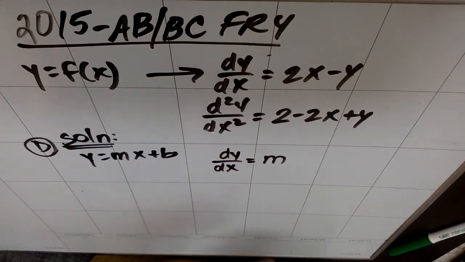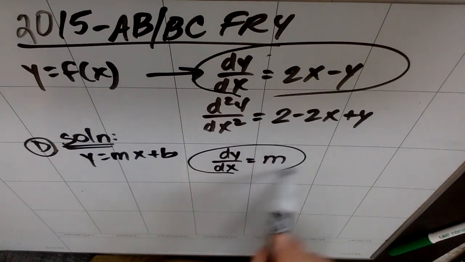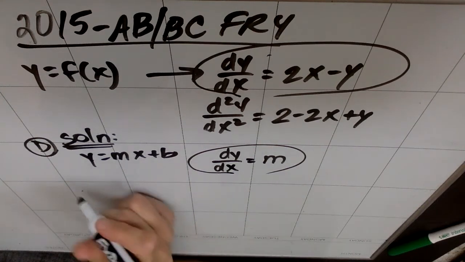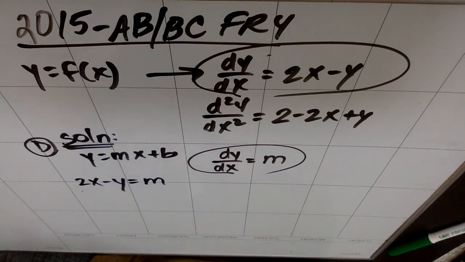So here's what I know. I know that dy/dx was supposed to be this, but if this is the solution, which they're saying it is, then dy/dx is m. So what I can infer from that is, oh, 2x minus y has to be m. Right? Is that okay so far?